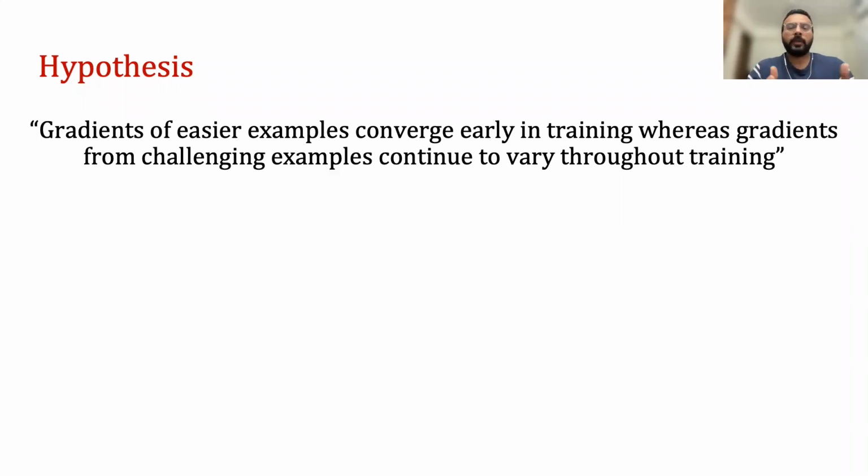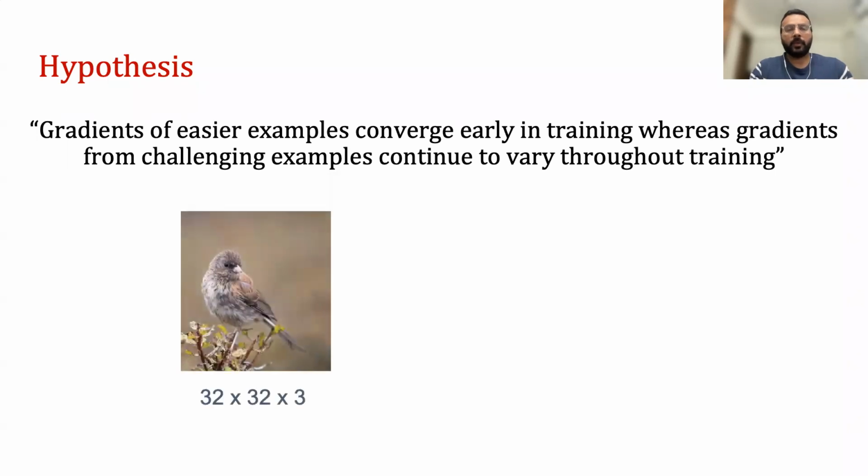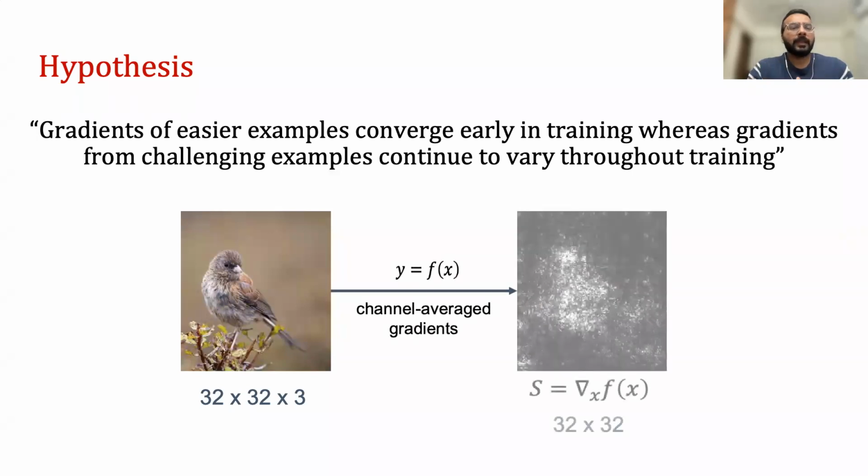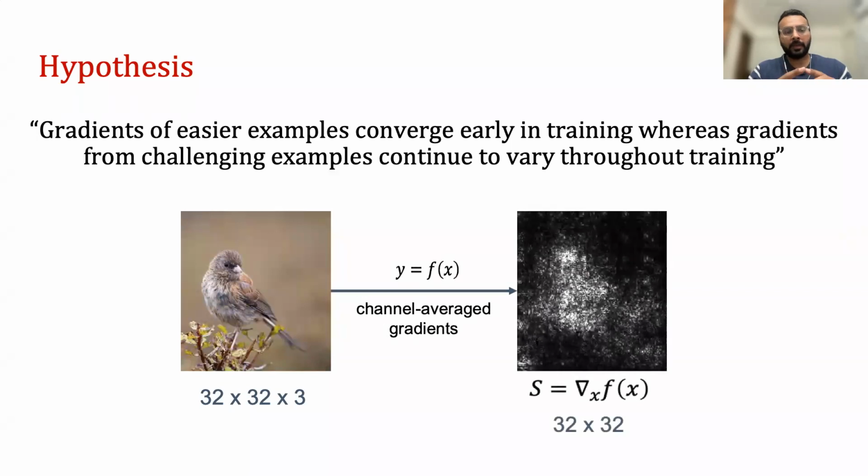To validate this, we define a very simple proxy metric that we call variance of gradients. We'll be talking about that in the later slides. But to understand how to calculate variance of gradients, let's take an image. Most image classification models are trained on an RGB image, let's say of dimension 32 cross 32 cross 3. The way we generate gradients is we take the backpropagation and then take the channel average gradients so that we convert the gradient image into a 32 cross 32, right? We take the gradients for each of the channels, RGB, and then average them out and get a single 32 cross 32 gradient map for each image. This we denote as S.